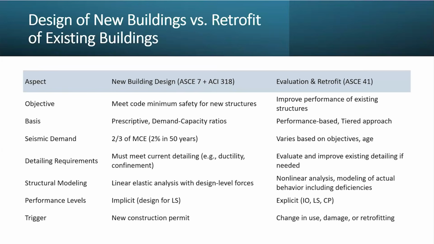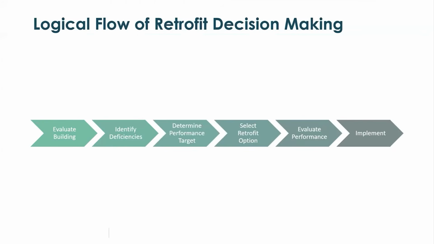And then the trigger: for new construction, a permit is obtained; for existing buildings, a change in use, damage, or retrofitting is determined. So this is the typical flow. For an existing building, we identify deficiencies, we determine performance targets, we select retrofit options if needed, we evaluate the performance after the retrofit is designed, and then we implement. So first we see the building without retrofit, whether it's good or not. Then we implement the retrofit on the model, evaluate again, see whether the retrofit works or not, and then we implement.